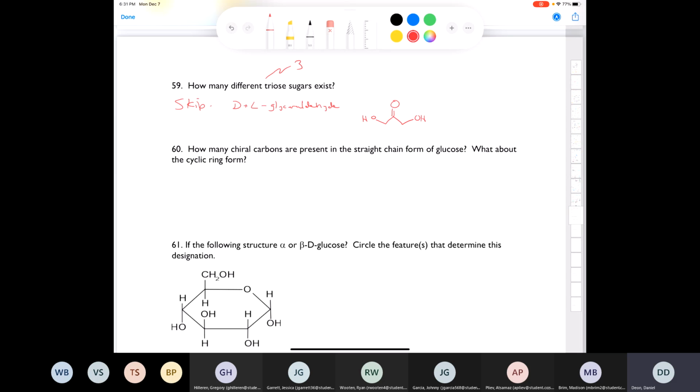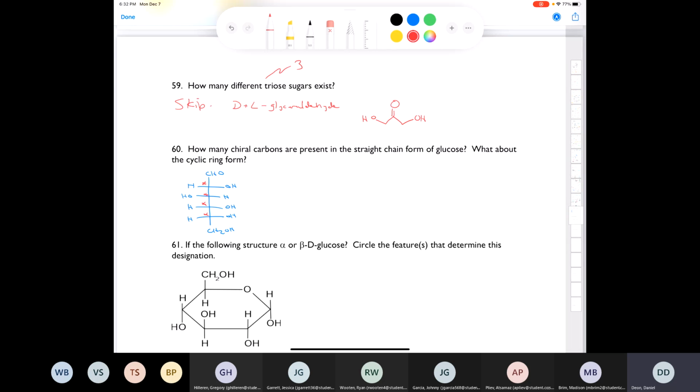How many chiral carbons are present in the straight chain form of glucose? What about the cyclic ring form? So if we draw the straight chain form of glucose, we looked at this Avogadro's number of times. So we have a hydroxyl here, here, and here. Then we fill out the rest, like this, okay? Well, if we tally up the number of chiral centers, there's 1, 2, 3, 4 chiral carbons in the open chain form of glucose.